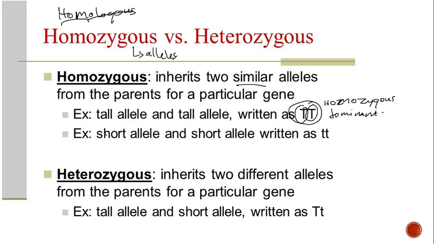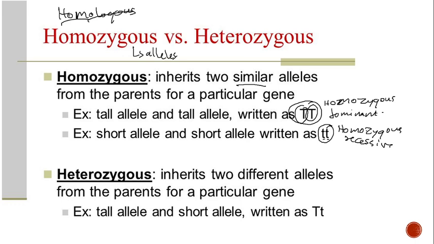What if the person has two alleles for shortness, for lower height? Both of them are recessive, but both of them are the same. That is a short person. They are still homo, meaning the same, zygous. But both are recessive, meaning if there was another dominant one, they wouldn't be shown phenotypically. So these are homozygous recessive.